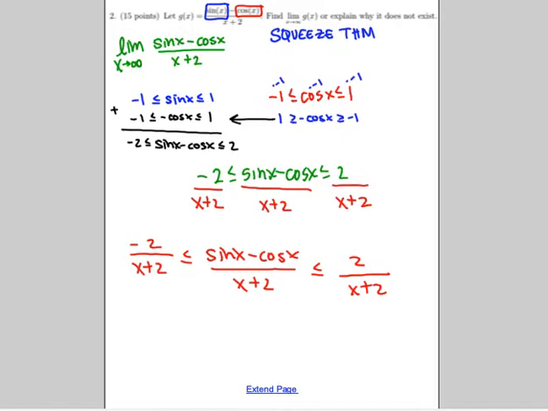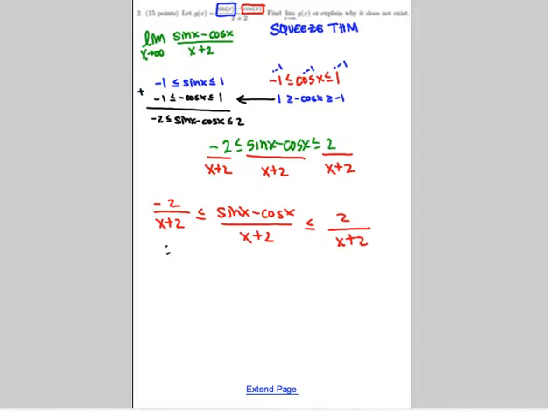Now from here, I have my function g of x in the middle, but what am I asked to do with my function g of x? Find the limit. So we're going to tack our limit on with each one. We have the limit as x approaches infinity of negative 2 over x plus 2, sine of x minus cosine of x.